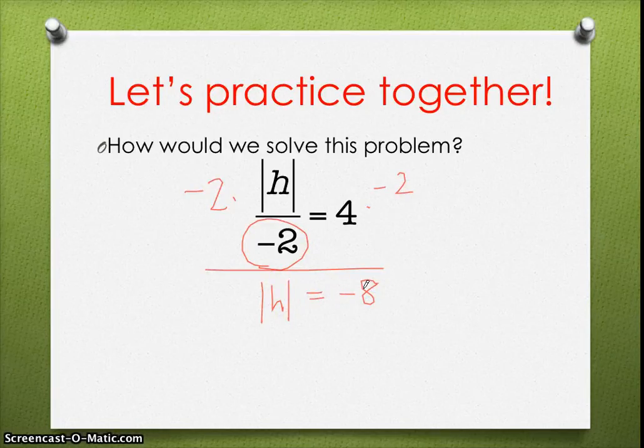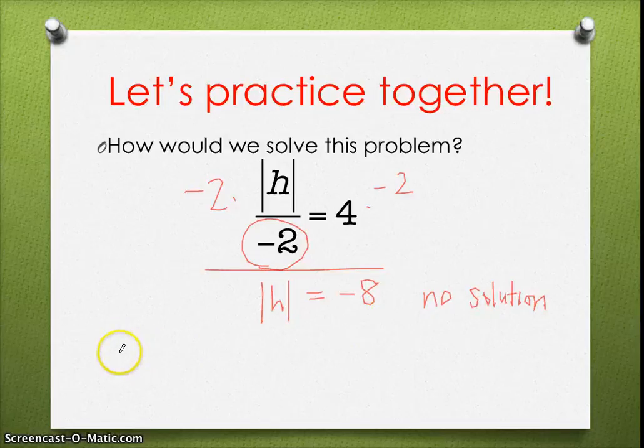But wait a minute. I remember saying that when we're working with absolute value and we're talking about distance away from 0, the units to measure that distance is always going to be positive. So there's no value that we could find for h that would give us a negative distance. So the answer to this problem is actually no solution. There is no possible integer that represents the value of h to get us a negative distance of -8. So this is a no solution.